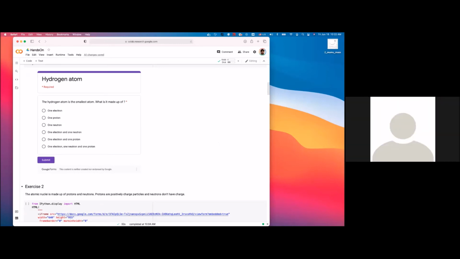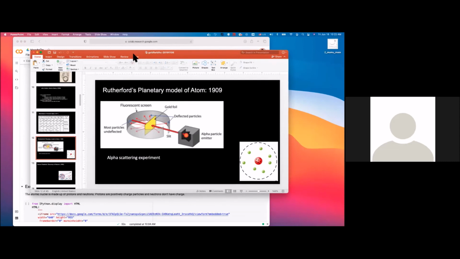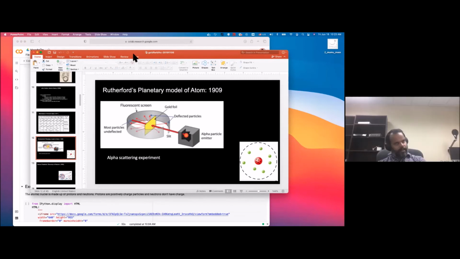Can we identify whether an isotope is radioactive or not by its composition? Like, if it has one neutron and one electron, and another isotope of the same element has a different composition, can we identify it as radioactive? First of all, let's talk a little bit about radioactivity.